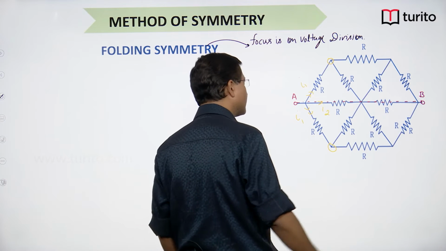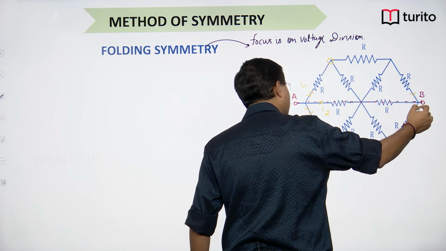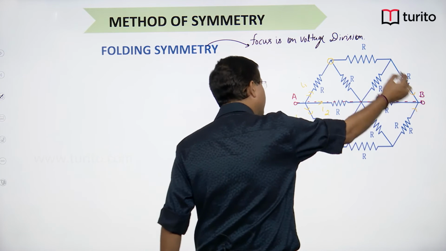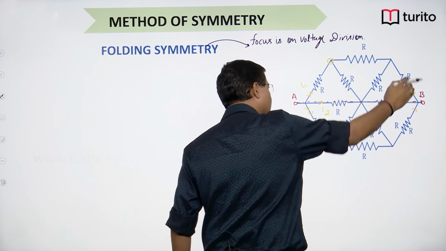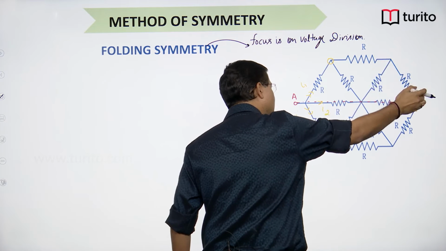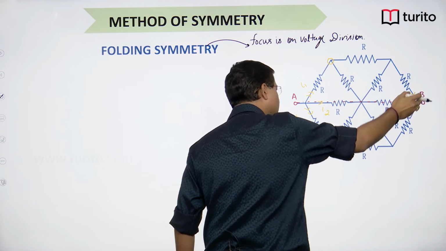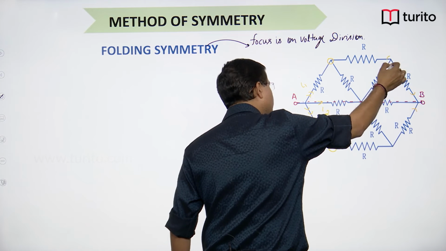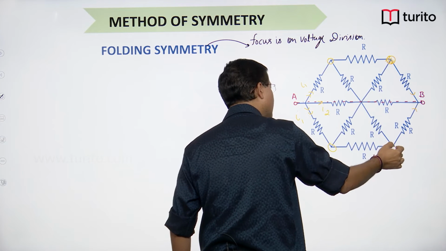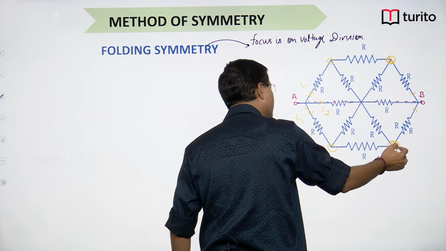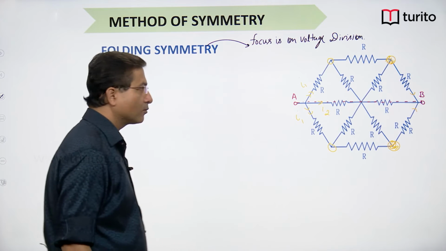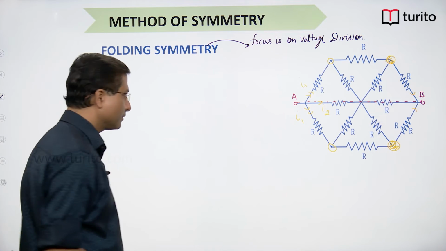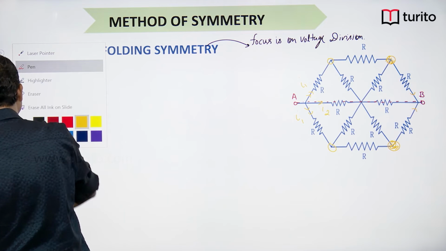Similarly, if I look at this branch, the current here will be the same as the current here. Current into resistance will give you the potential difference, current into resistance will give you the potential difference. So here and here the potential difference will be the same. That means here and here the potential has to be the same, okay. So this part is clear.